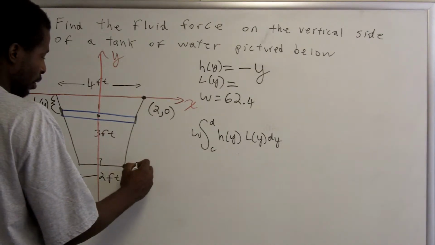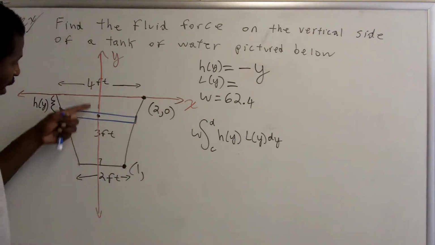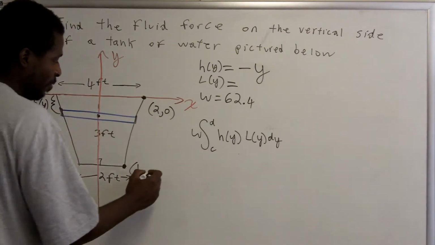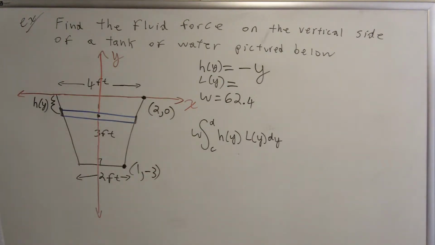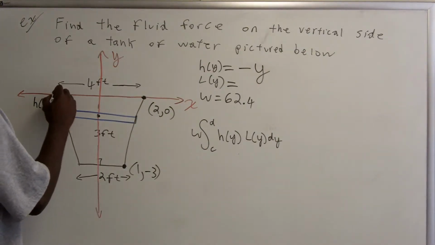So we're 1 to the right. And the y value, well, we're 3 feet down, so the y value would be negative 3. So we have 2 points there. We can come up with the equation of a line there.